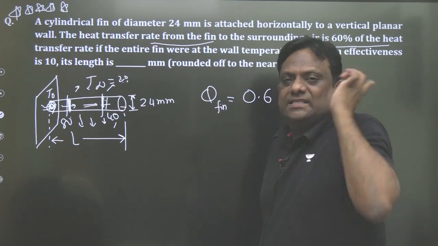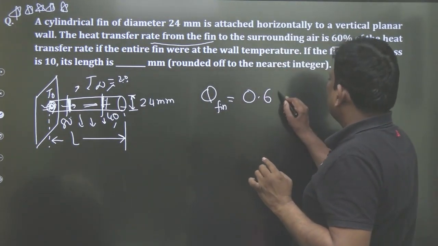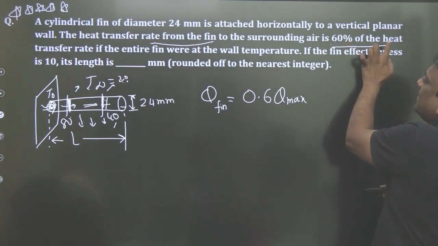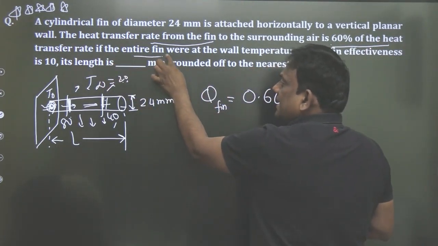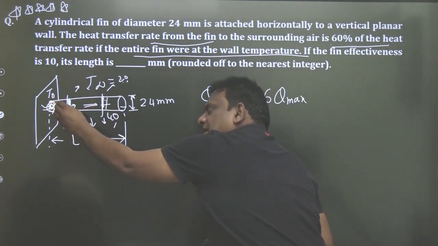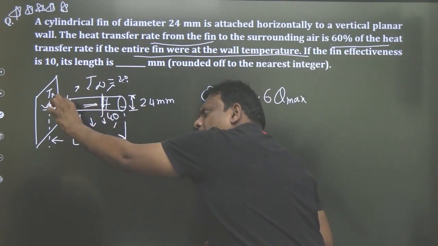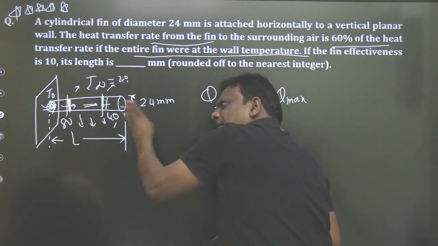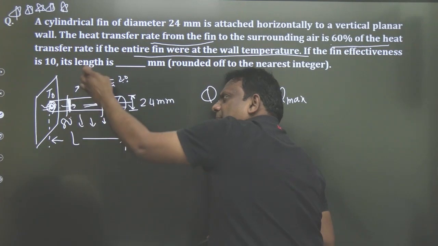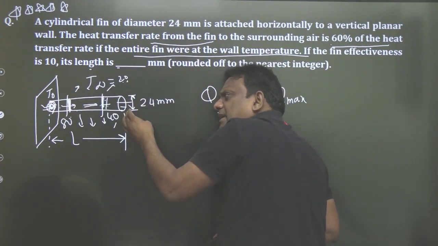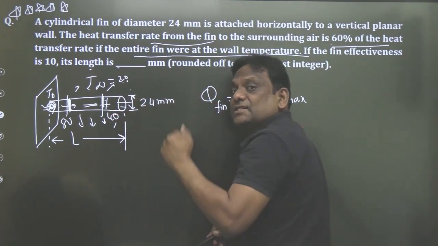Now that will give me the maximum temperature. And he said, so I will write this as Q maximum. Why Q maximum, sir? Look at 60% of the heat transfer if the entire fin were at the wall temperature. When the entire fin is at the wall temperature, if there is no drop, for example, this is 100, 100, 100, everywhere the temperature is 100. So the difference is 100 minus 20, 100 minus 20, 100 minus 20. So that is the maximum difference. If there is a drop in temperature, the difference is decreasing. That's why heat transfer is decreasing.